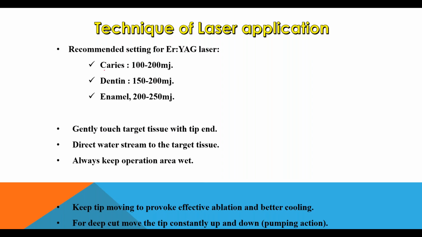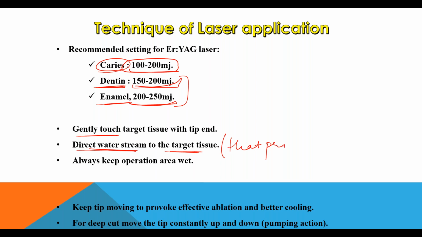Laser application: if you have caries, then 100 to 200 millijoules of energy is applied. For dentine, 150 to 200, and for enamel, 200 to 250 millijoules of energy is required. Only gently touch the target tissue. Direct water stream is applied to the target tissues because heat is produced. Always keep the operation site wet. Keep the tip moving to provoke effective ablation. Its photomechanical energy is converted into the ablation energy. For deep cuts, move the tip constantly up and down, so a pumping action.